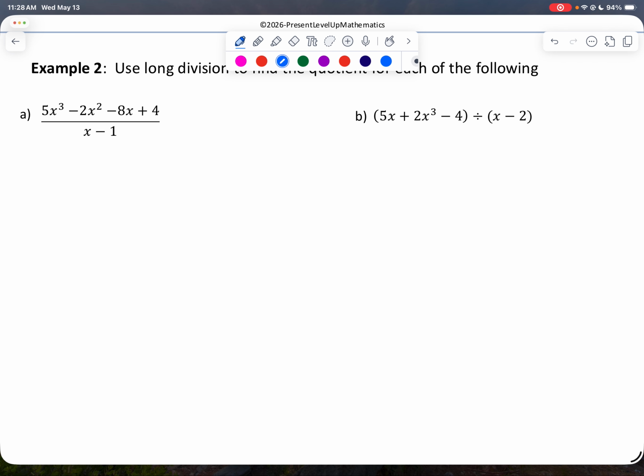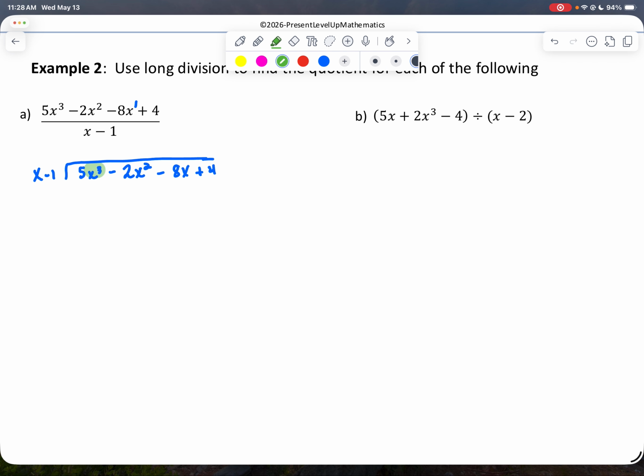We have 5x cubed minus 2x squared minus 8x. Now understand that's to the 1 power. So we have a 3 power, a 2 power, a 1 power, and a 0 power. And we're dividing that by x minus 1. So I'm going to take my divisor, x minus 1, write it on the outside, and we'll put 5x cubed minus 2x squared minus 8x, and then plus 4.